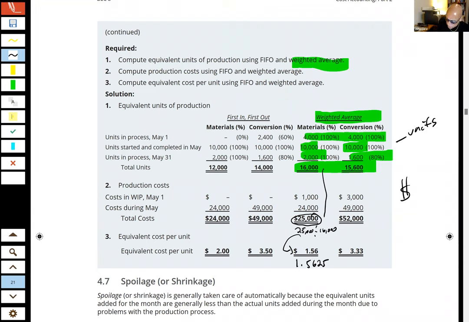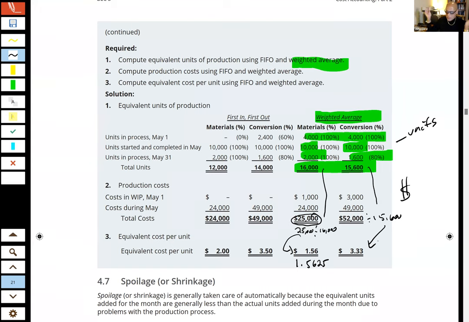And then for the conversion cost, the labor and my overhead, I take the 52,000 and I'm going to divide that by the 15,600. And that's going to give me, I think, 3.333333. Okay. So 3.33 is pretty close enough. Okay, good. So you get those two numbers. Now I know what the cost per equivalent unit is, right?